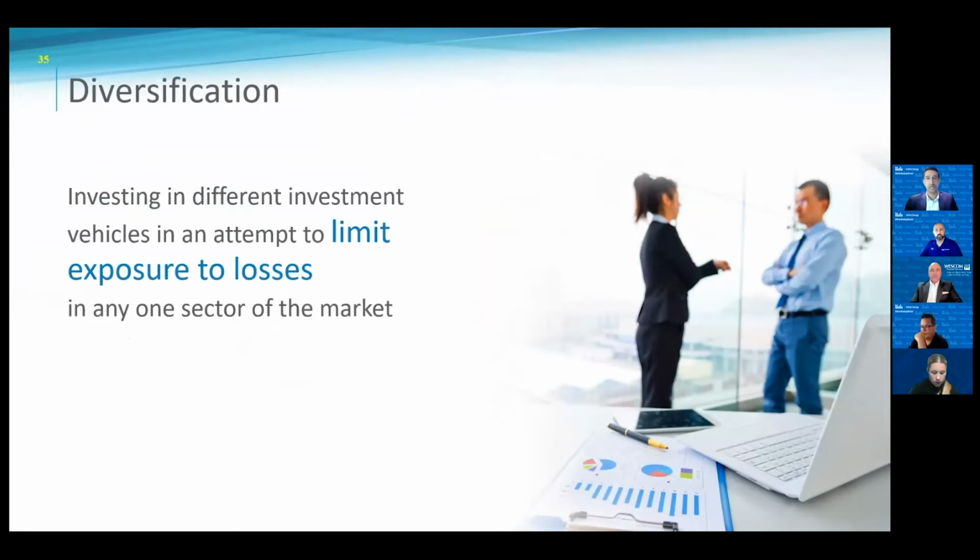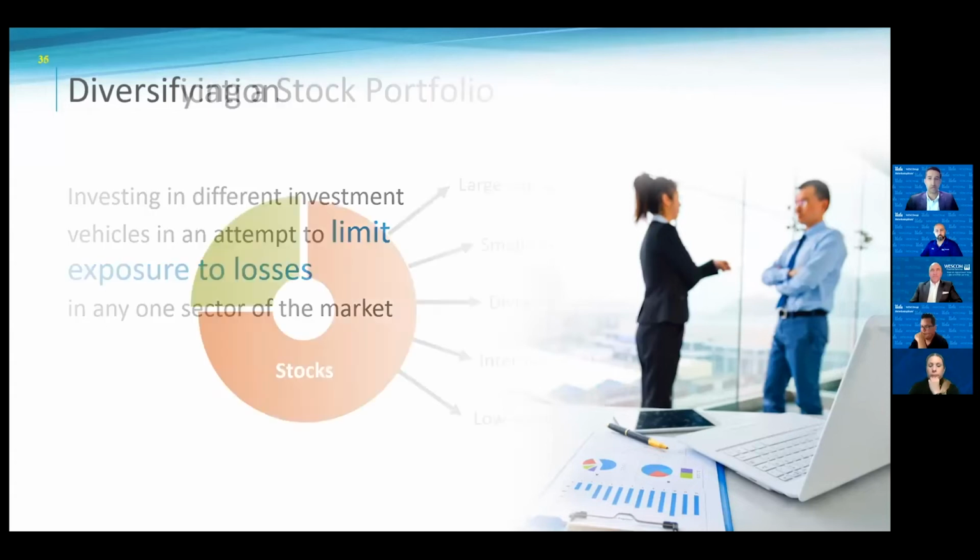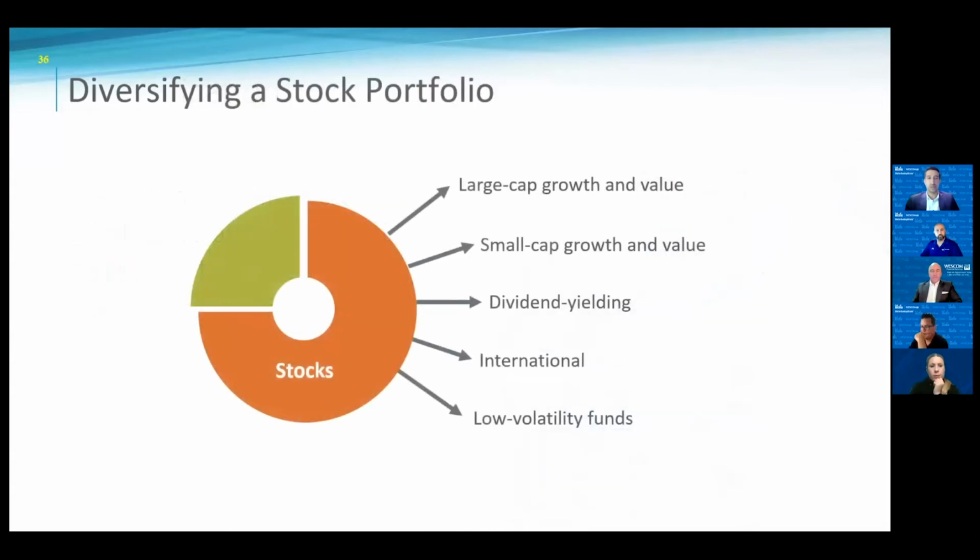By diversifying, I'll give you a good example. A mutual fund is a good example of an investment that diversifies your money instead of investing in one individual stock, right? A mutual fund will typically hold hundreds of different stocks, whereas investing in one stock, we're at the mercy of whatever happens to that particular company stock.